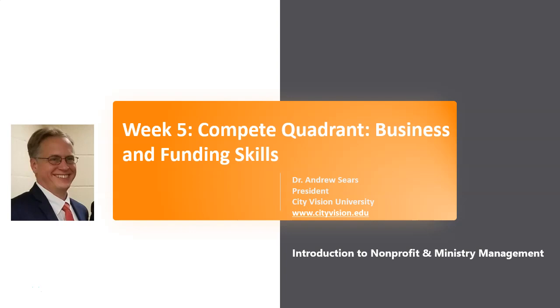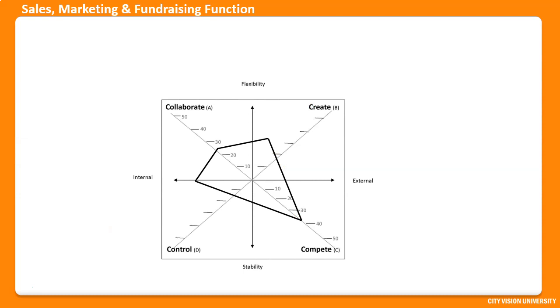This is Andrew Sears, and this week we're going to focus on the Compete Quadrant, which is business and funding or fundraising skills. So, in mapping organizations across these quadrants, if you are in a fundraising division or in sales and marketing, most likely if you did an inventory on your division, it's going to look something like this.